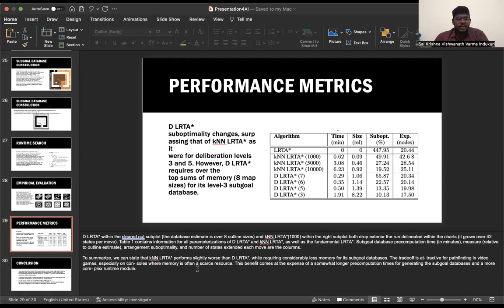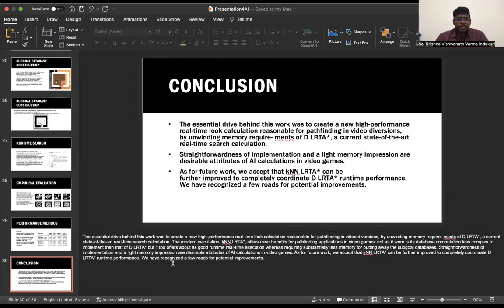To summarize, we can state that the KNN LRTA star performs slightly worse than the DLRTA star while requiring considerably less memory for its sub-goal databases. The trade-off is attractive for pathfinding in video games, especially on consoles where memory is often a scarce resource. The benefit comes at the expense of somewhat longer computation times for generating the sub-goal database and a more complex runtime.